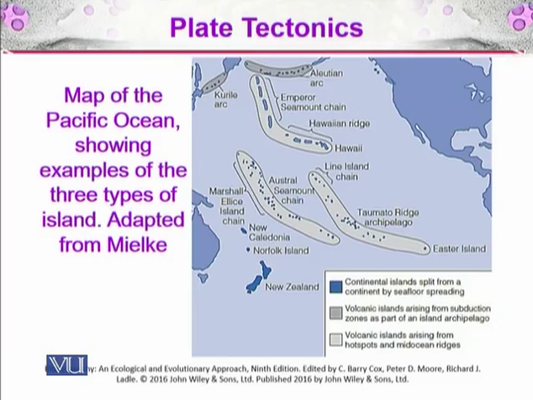So you can see three shades of islands. One is the grey, which are volcanic islands arising from the subduction zone as part of an island archipelago, while the volcanic islands arising from hotspots are the Austral Seamount Chain, the Hawaiian Islands, the Line Chain Islands and the Tuamotu Archipelago. And the continental islands are New Zealand and all the others that we have already discussed. So these are the three types of islands which we can see here.